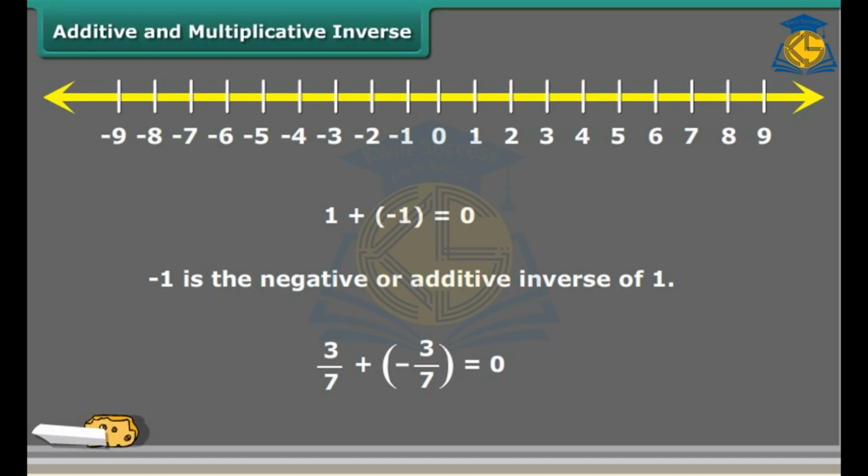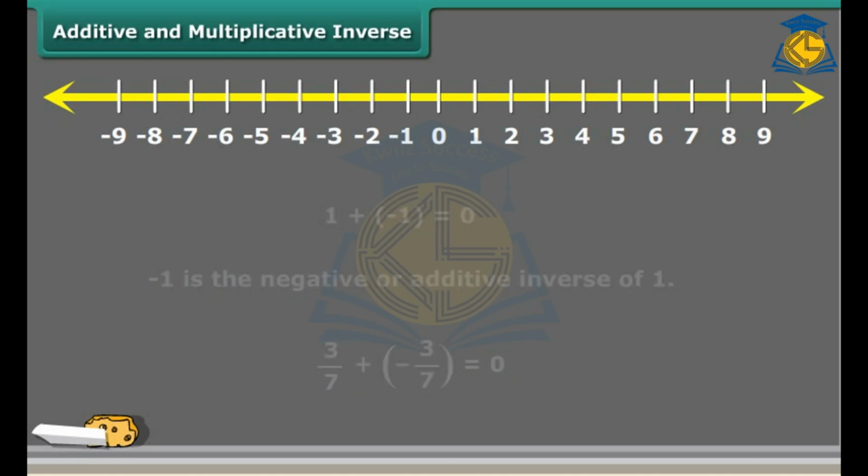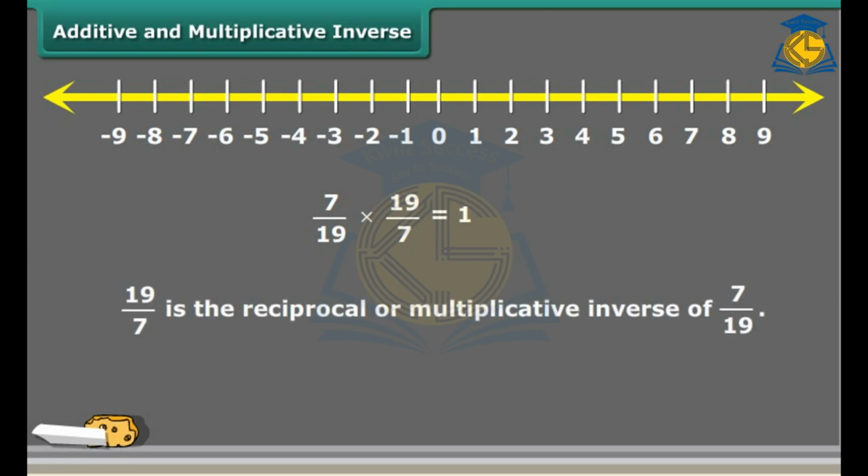Just think, by which rational number would we multiply 7 by 19 to get the product of 1? Obviously, it's 19 by 7 so as to get the product 1. So we say that 19 by 7 is the reciprocal or multiplicative inverse of 7 by 19.